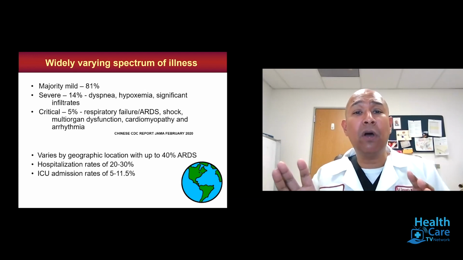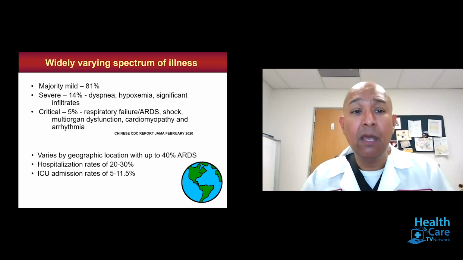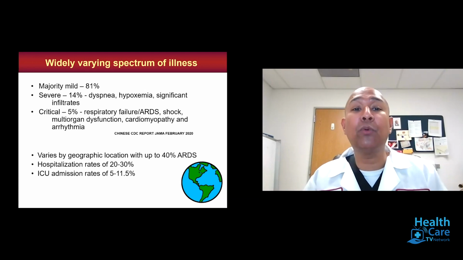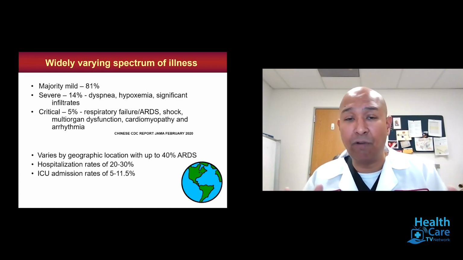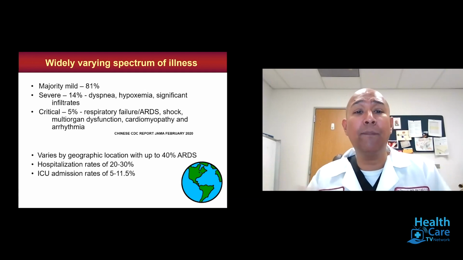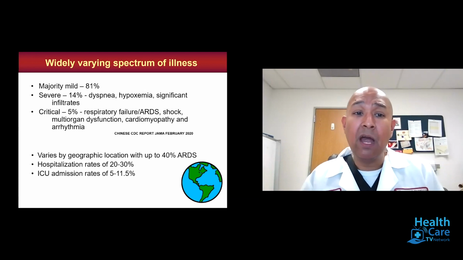So when we talk in broad strokes about the spectrum of illness, by far, and a good thing is that a majority will have mild disease. I'm going to give you some rough numbers. Once again, these numbers are always changing, but around 81% of individuals who have COVID-19 will have mild disease.